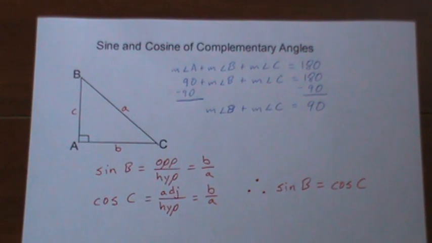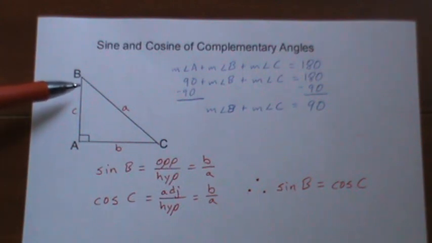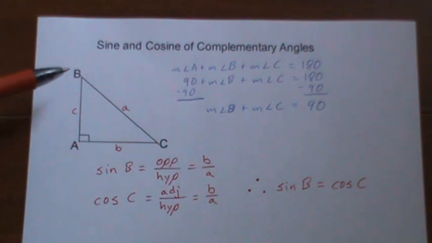Well, when two angle measures have a sum of 90, those angles are called complementary angles. And it's always going to be true in a right triangle that the two angles that are not the right angle are going to have a sum of measures equal to 90.